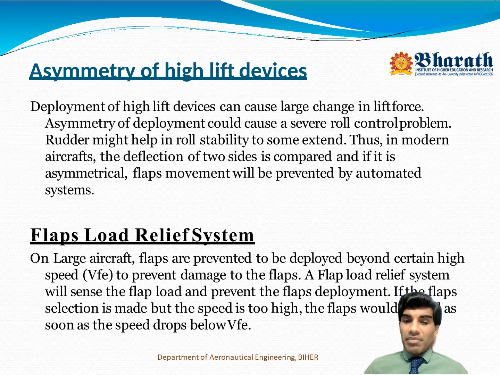If the flap selection is made but the speed is too high, the flaps will deploy as soon as the speed drops below the limit. So what will happen if they have selected to open the flaps but the speed of the aircraft is too high? Either the flaps will be closed, or they try to reduce the speed of the aircraft and then open the flaps. Or if the flaps have opened, they try to reduce the speed of the aircraft. That will not damage the flaps.